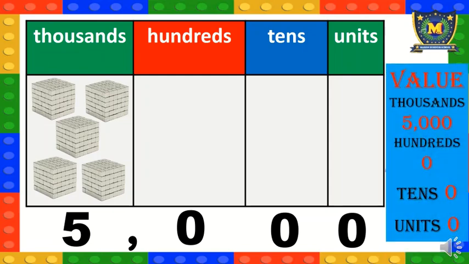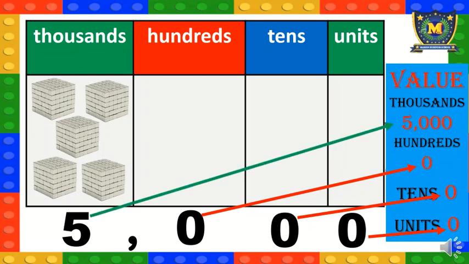Okay, for units we have 0, and for tens 0, and for hundreds, yes, of course we have 0, and for the thousands place, since we have here 5 cubes, and the value for 5 cubes is 5,000. Great job. Last example.